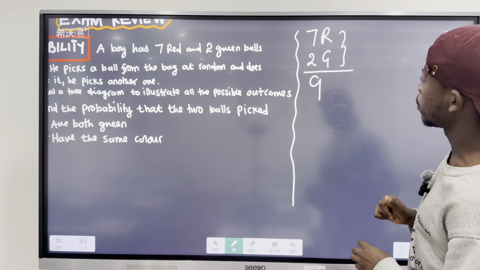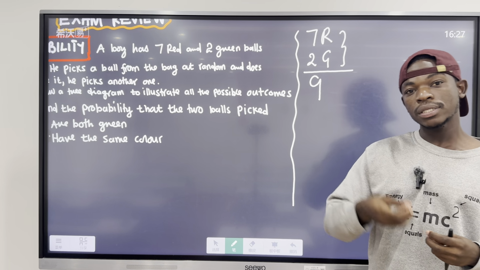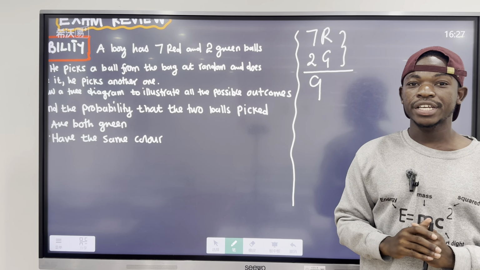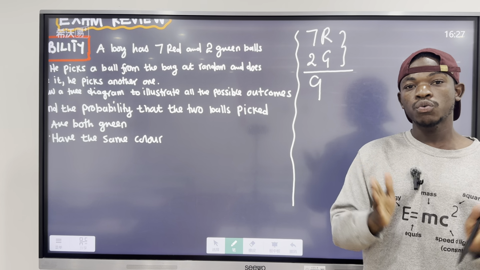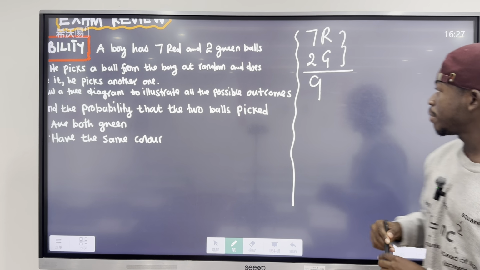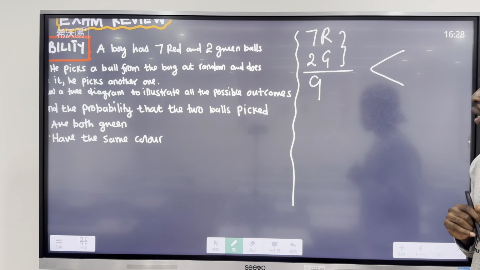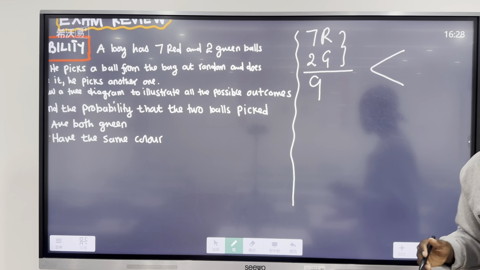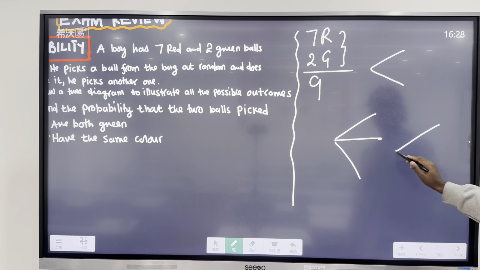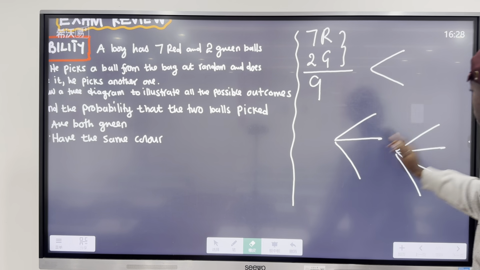So what are we supposed to do? Because we only have 2 types of balls here, red balls and green balls, our tree should only have 2 branches. If you had 3 types, your tree will have 3 branches. Our tree will look something like this because we only have 2 types of balls. If we had 3 types, it will look something like this. If you had 4 types, it will look something like this. I hope you get the idea.